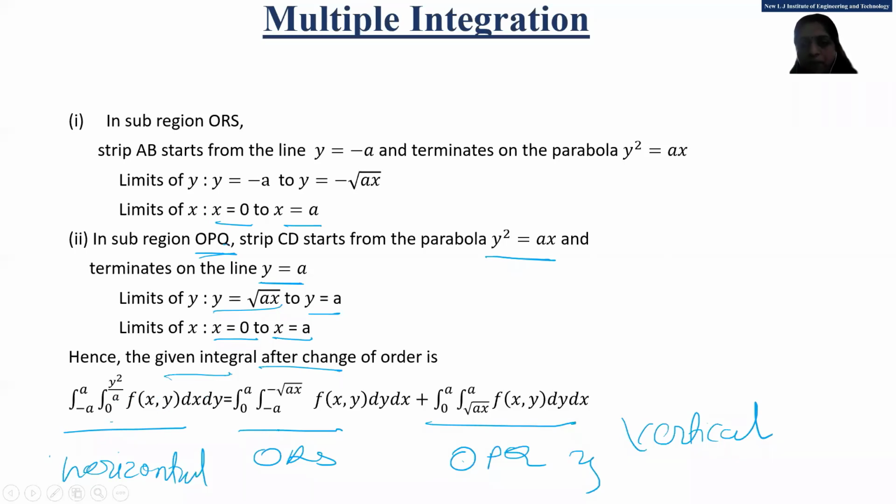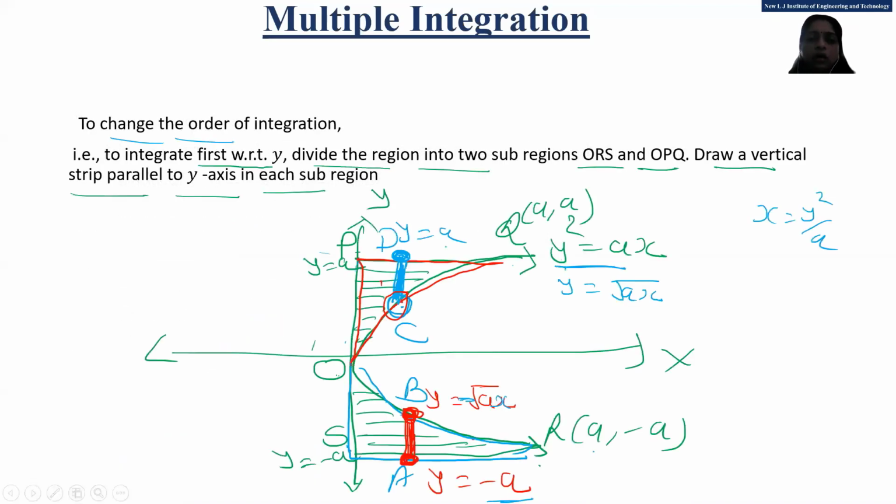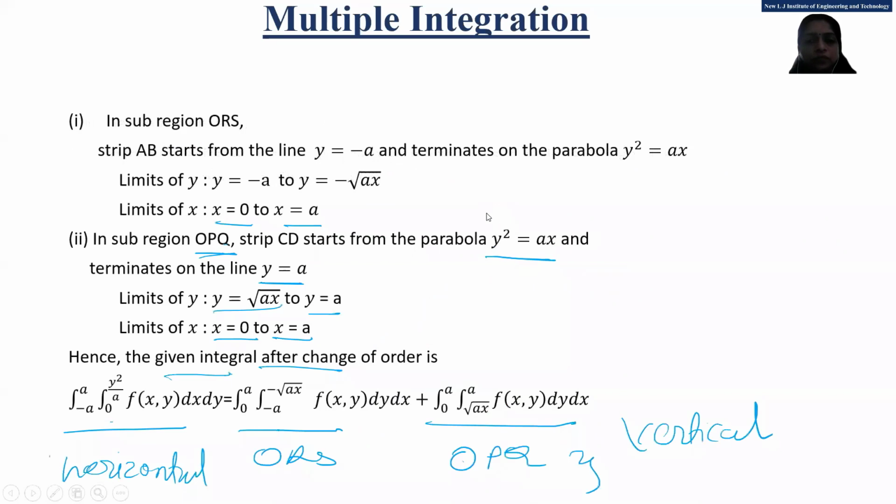In this example, by changing the order of the integration, when you take a vertical strip, your given region will divide into two sub-regions because in these two regions your limits are separate. For the first region, your limits start from the line and end at the curve. And for the second region, your limits start from the curve and end at the line, right? So you may write like this.